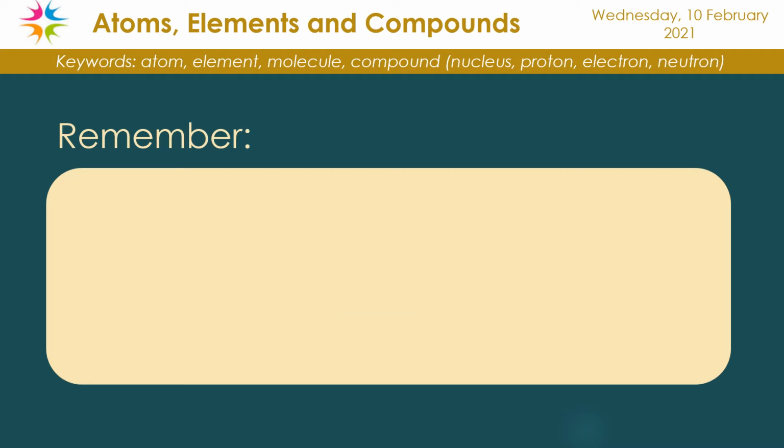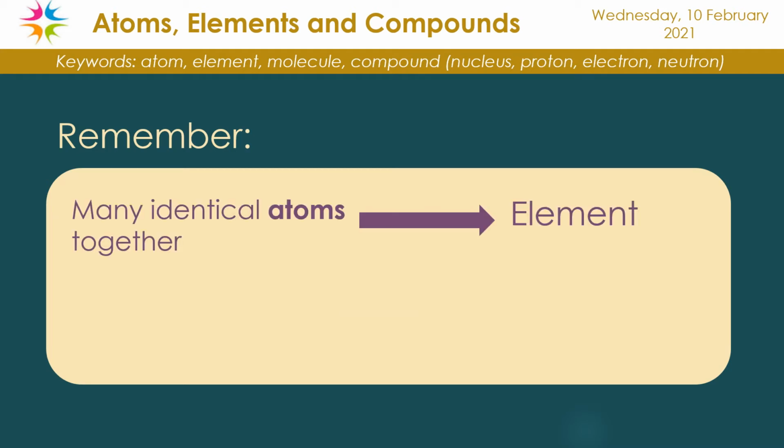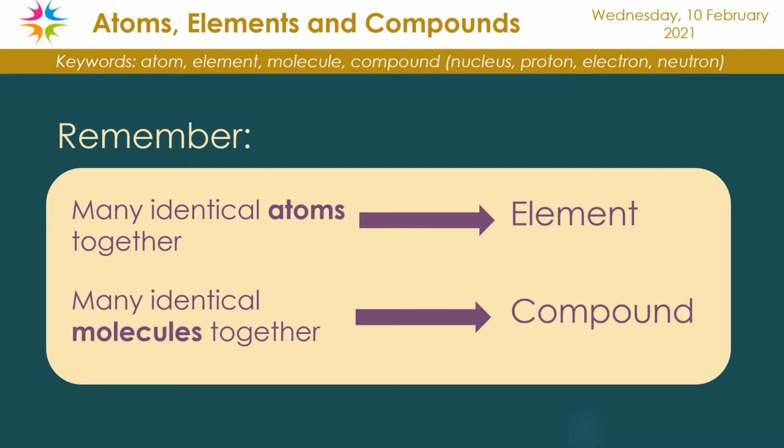You need to remember 2 important rules. If you have many identical atoms together, that makes an element. If you have many identical molecules together, that makes a compound.